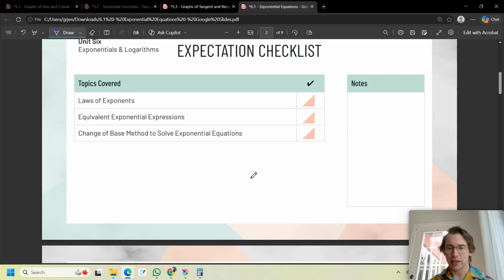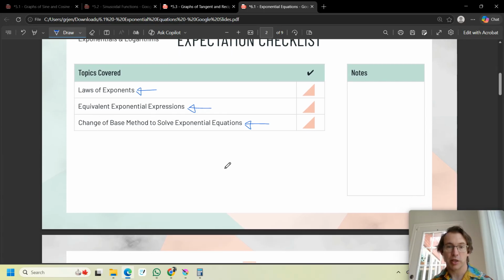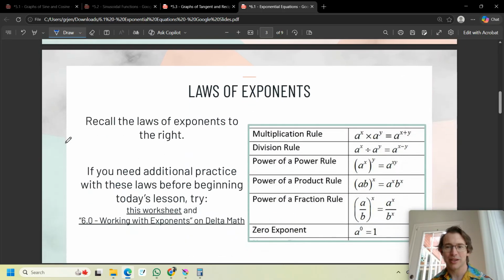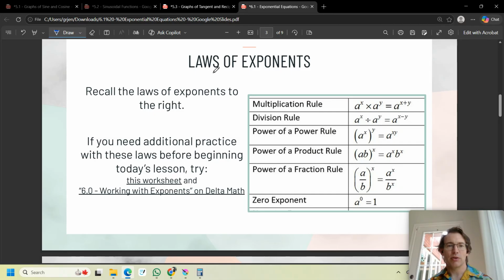So we want to really make sure that you have your laws of exponents drilled, you know how to do that, and that you can also use that to create equivalent exponential expressions and use the change of base method to solve exponential equations. Logarithms gives you a robust algebraic way to change the base. So our laws of exponents: if you have the product of powers, we add the exponents. We divide the powers, you subtract the exponents.